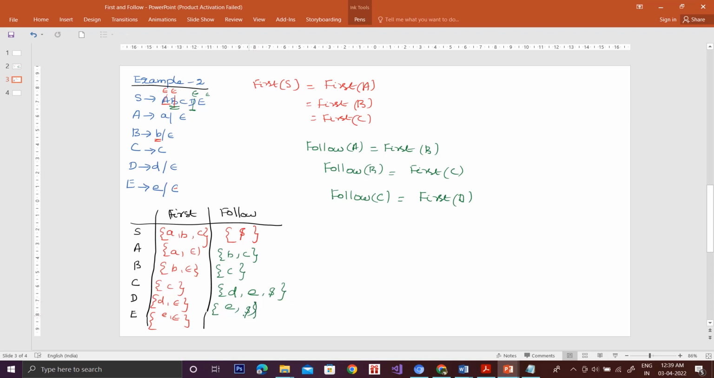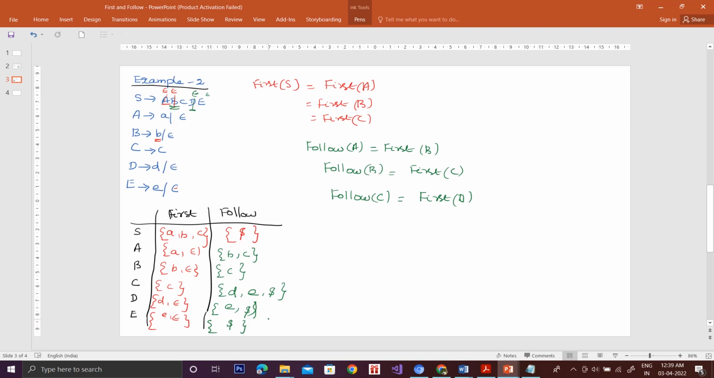Now we have to calculate follow for capital E. Again there is no variable after this, so that is equal to follow of the left hand side, that is S, and so that is the dollar symbol. So we have added that.